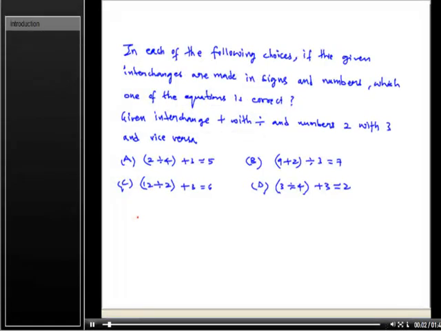In each of the following choices, if the given interchanges are made in signs and numbers, which of the equations will be correct? Given interchange: plus with divide by, meaning wherever plus is there, we have to put divide by, and wherever divide by is there, we have to put plus. And interchange the numbers 2 and 3, vice versa, meaning 2 with 3 and 3 with 2. We need to check which of the following holds true. Therefore, let us begin with the solution.